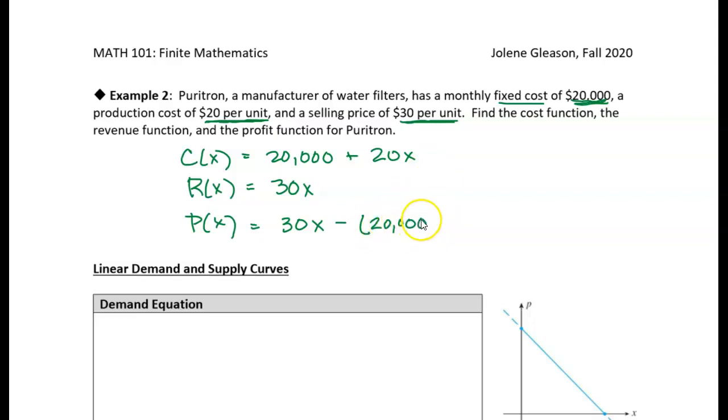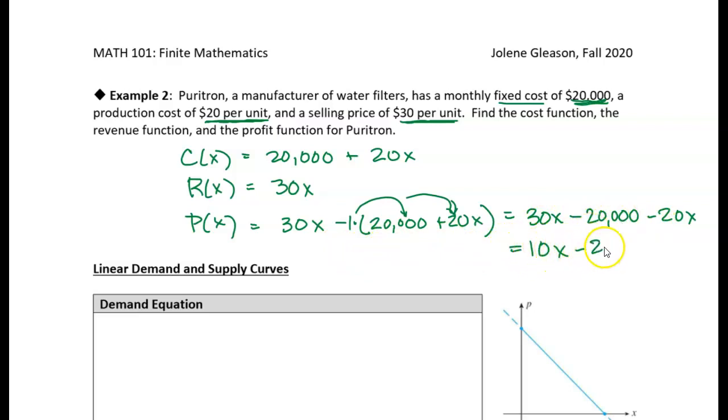So 20,000 plus 20x. I'm going to subtract all of that, so make sure you put parentheses around it. And then if you want to simplify it a little bit, you have to distribute. You can think of this as being -1 times this. So this is essentially equal to 30x minus 20,000, and then I just have to distribute the -1, so minus 20x, because I'm subtracting everything in parentheses. I can simplify this a little bit by taking 30x minus 20x, which gives me 10x. And then I have minus $20,000. So there's a cleaned up version of our profit function. And that's it. That's all there is for that particular example. So I will meet you in the next video for the next example.